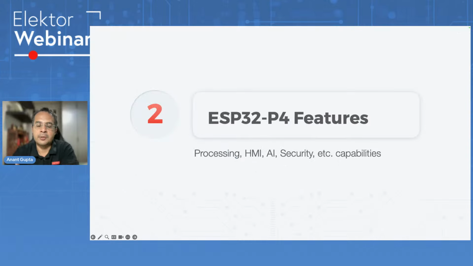So that was the brief introduction about the P4. Now we will try to go into a bit more detail about each and every feature. So it would cover processing, HMI, AI, security, etc.